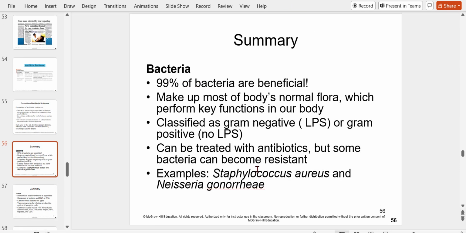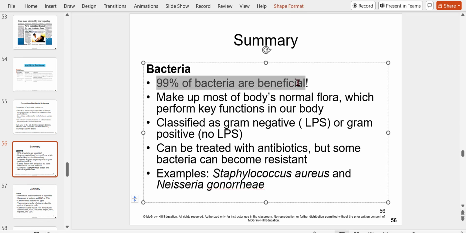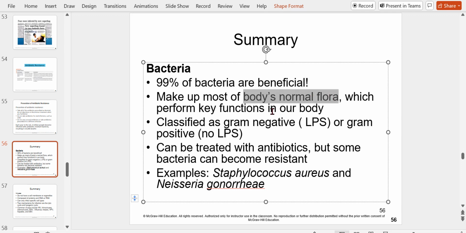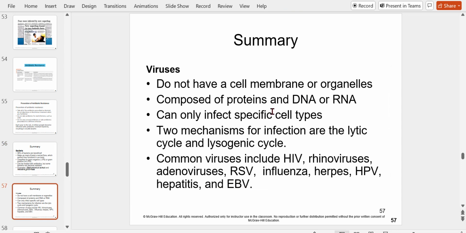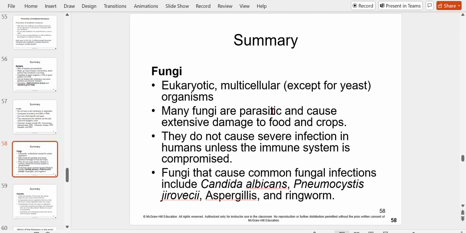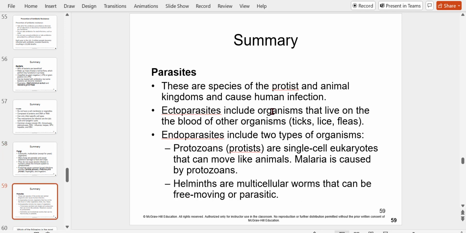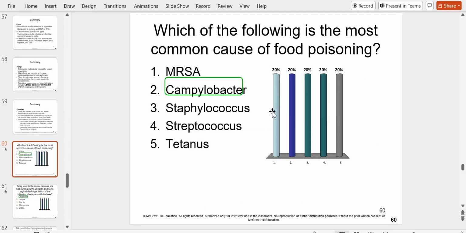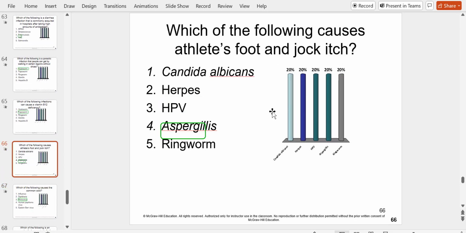And there's a nice little summary on bacteria. 99% of bacteria are good for you, involved in the normal body flora. They are good for us. There's also a little summary on viruses, fungi, parasites, and the questions involved.